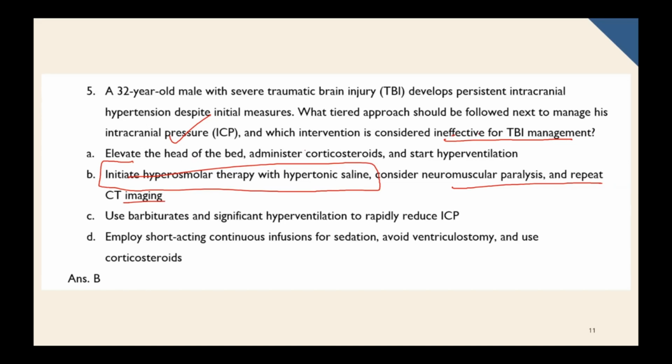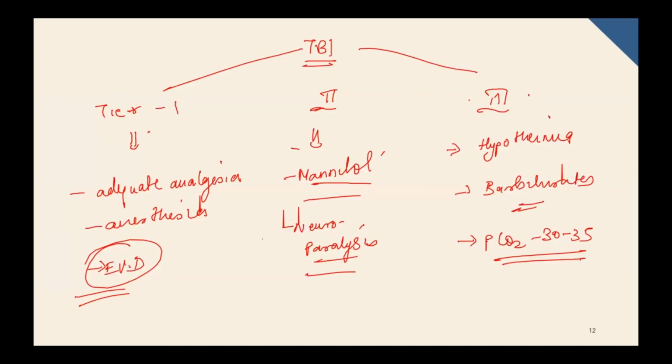Elevation of head and administering corticosteroid, as I said, there is no role. So A and D are automatically ruled out. To rapidly reduce the ICP? No, they are not done to rapidly reduce the ICP. So using barbiturates and significant hyperventilation are done at the end to reduce the brain metabolism and not to reduce the ICP. So obviously C cannot be the answer, hence B is the answer in this question.